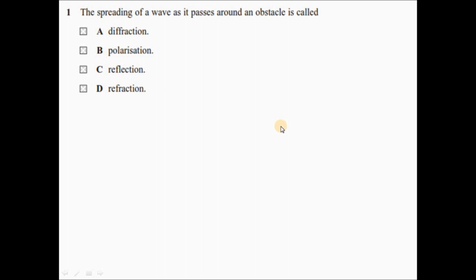Question 1. The spreading of a wave as it passes around an obstacle is called. This statement is the definition of diffraction, meaning when a wave passes through some obstacle or some gap, the wave spreads out. So this is diffraction. So the correct option is A.